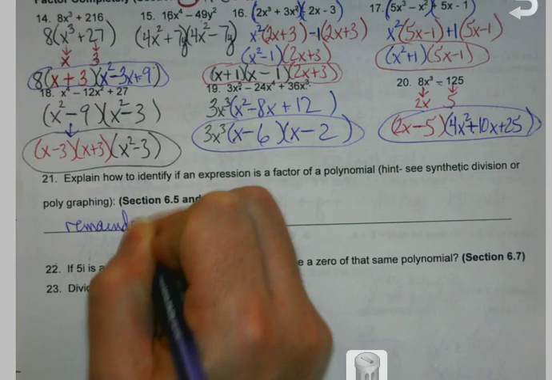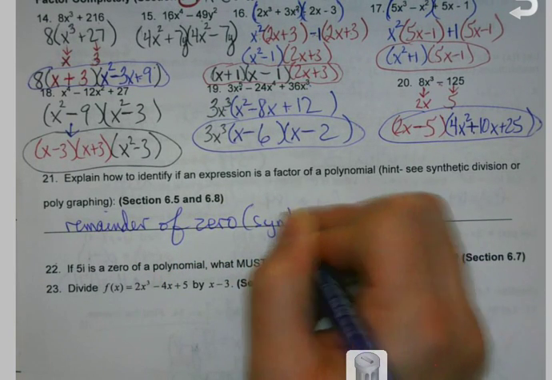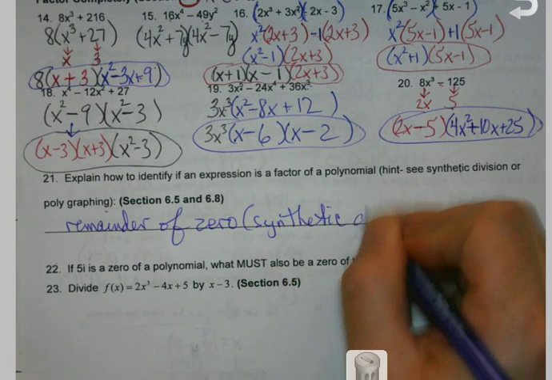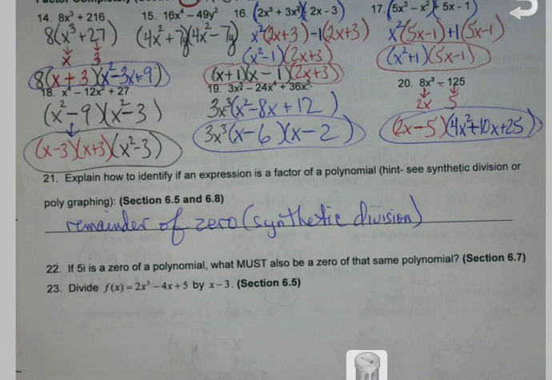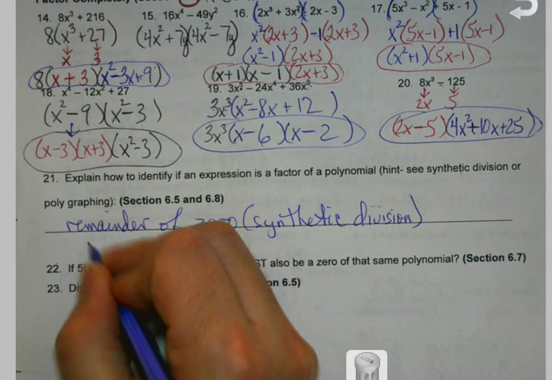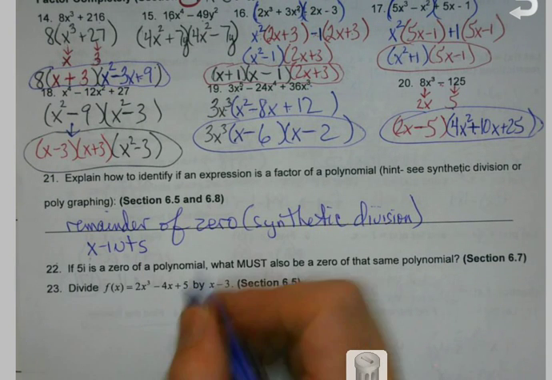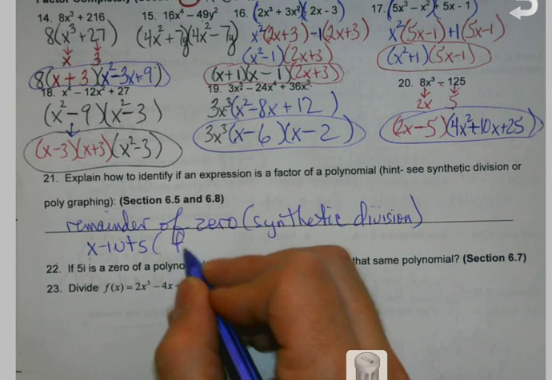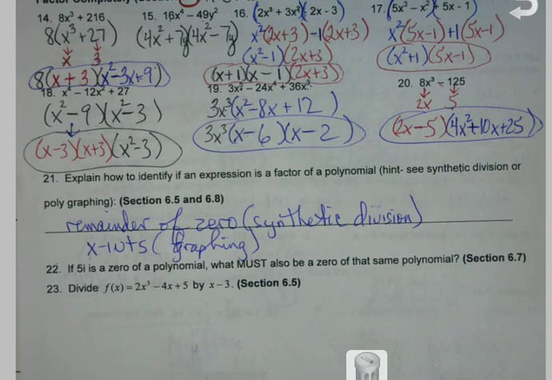When we were doing the synthetic division, if you got a remainder of 0, those were our solutions. Those were our answers. So that's one way I could say it. Or if I'm graphing, my x-intercepts are part of my factors or my solutions. Either one of those are fine. If you want to put both, hey, whatever works for you. Okay, but either of those would work.